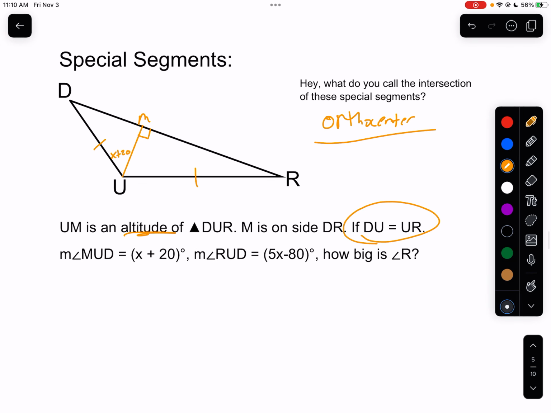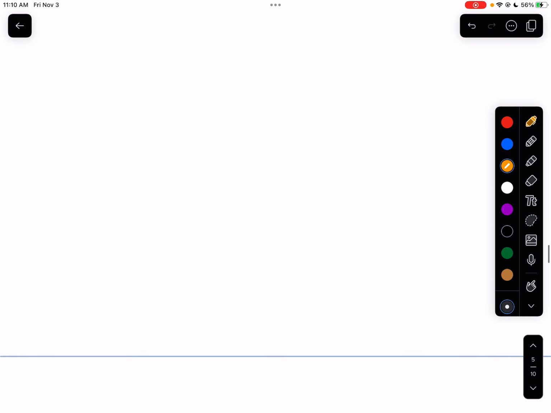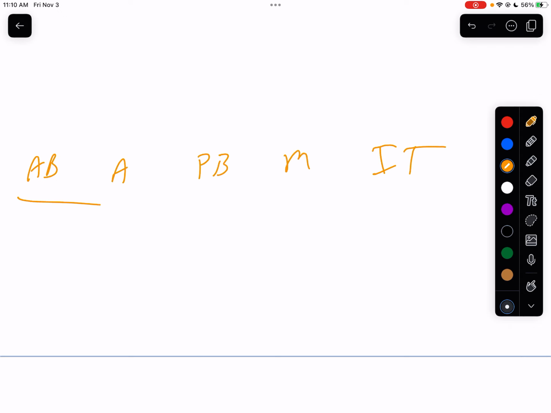Angle RUD, that's the whole thing. I'm just going to remember, hey, the whole thing is 5x minus 80. How big is angle R? Well, they told us an altitude. So these angles aren't super helpful, but I want us to remember, I'm going to make a list here: angle bisector, altitude, perpendicular bisector, median, isosceles triangle. These 5 things. If any 2 of them happen at the same time, you know that all 5 of them happen.